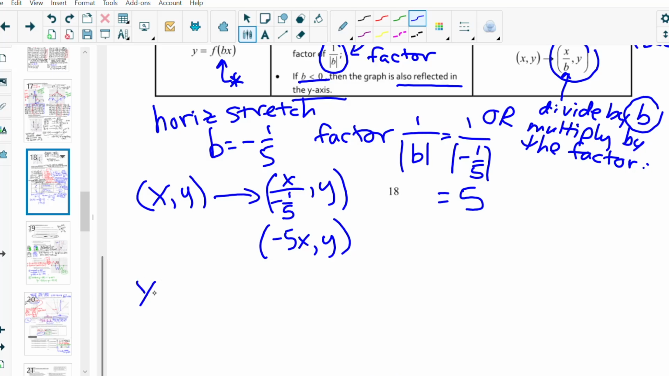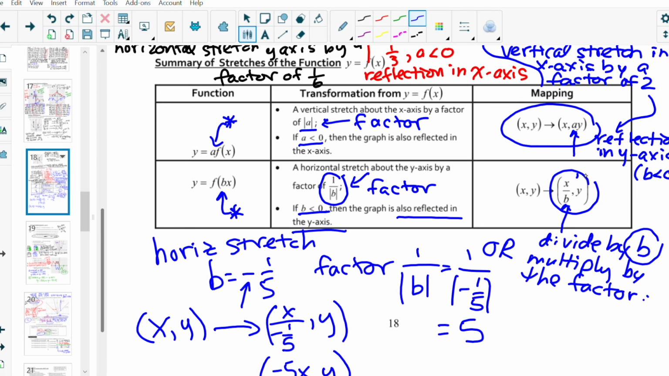Okay, if we multiply by the factor, we go 5 times x, y, but we know there's a negative sign on the b, which means there's a reflection. I throw that negative in there. I would suggest stick with this notation. You can read the b values straight from the function, so just divide all the x values by b. You can do it that way or multiply by the factor, and keep in mind any reflections like that.